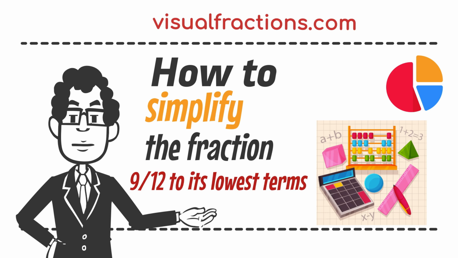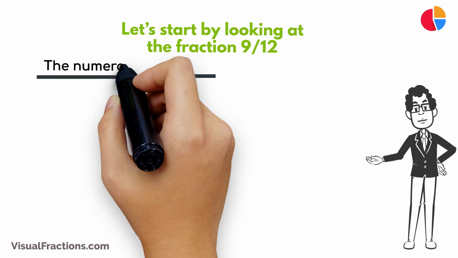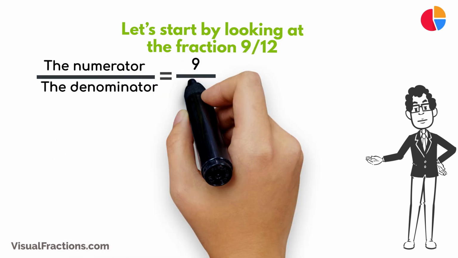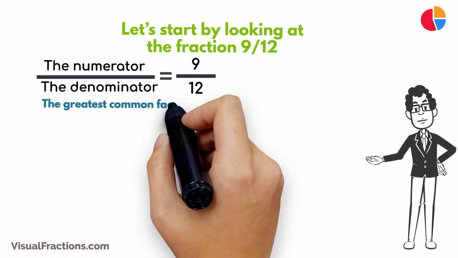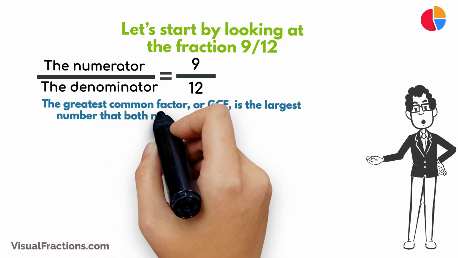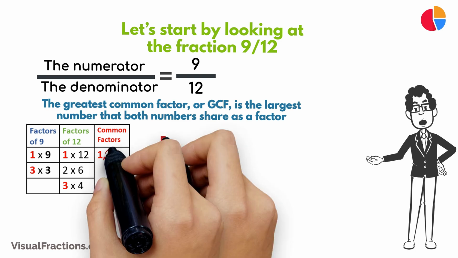Today, we're going to explore how to simplify the fraction 9/12 to its lowest terms. Let's look at the fraction 9/12. To simplify it, we'll divide both the numerator and the denominator by their greatest common factor. The greatest common factor, or GCF, is the largest number that both numbers share as a factor. For 9 and 12, that's 3.